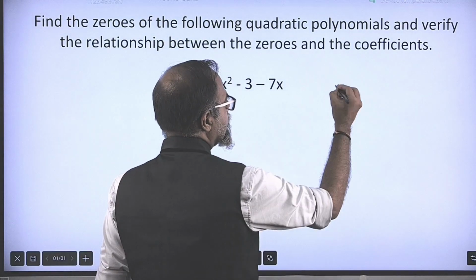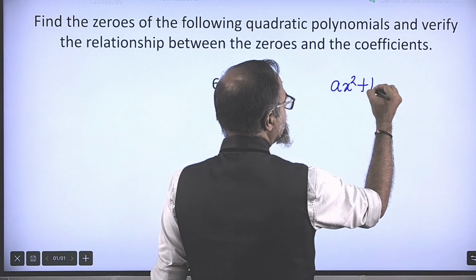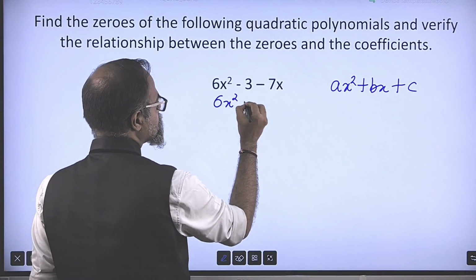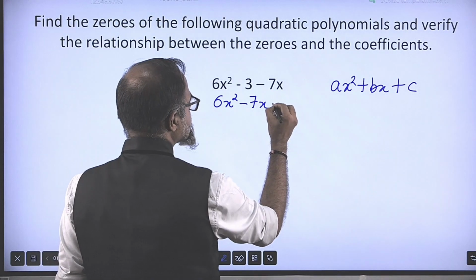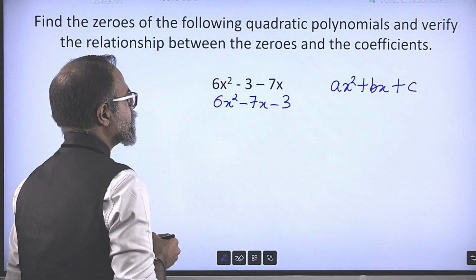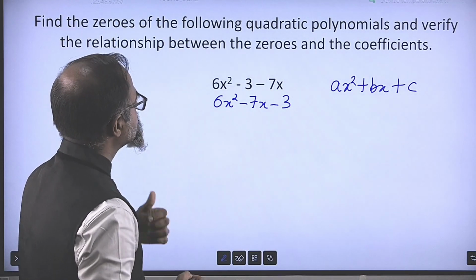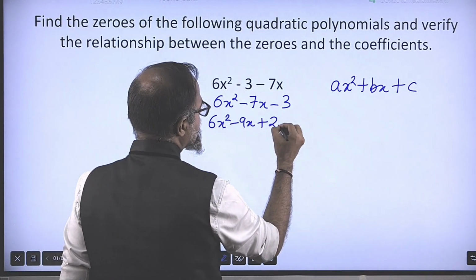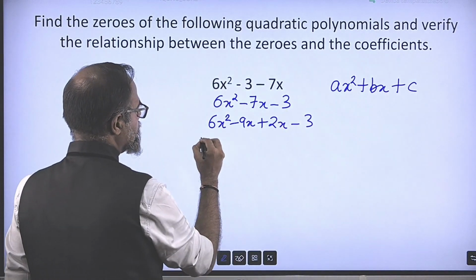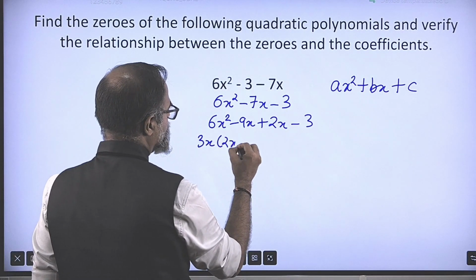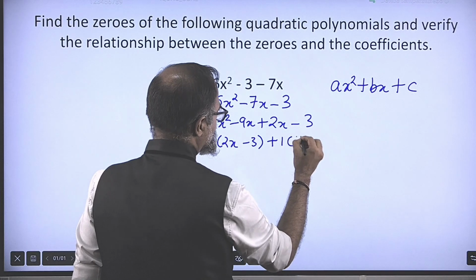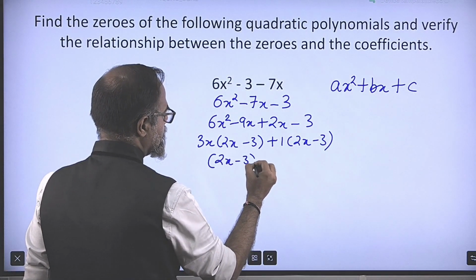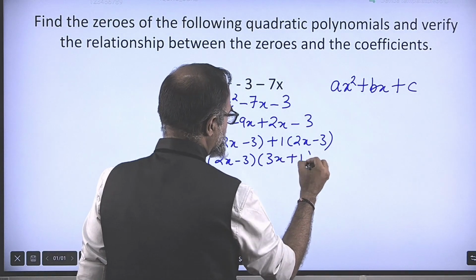Let's take yet another example where I have 6x square minus 3 minus 7x. I need to keep it in the form ax square plus bx plus c. So rearranging the terms, 6x square minus 7x minus 3. Now 6 times 3 is 18, and I can split the middle term as 9 and 2. So 6x square minus 9x plus 2x minus 3. Taking 3x common, 3x into 2x minus 3 plus 1 into 2x minus 3. So I can take 2x minus 3 common, 3x plus 1 remaining.